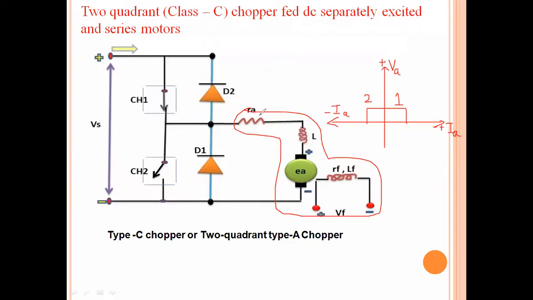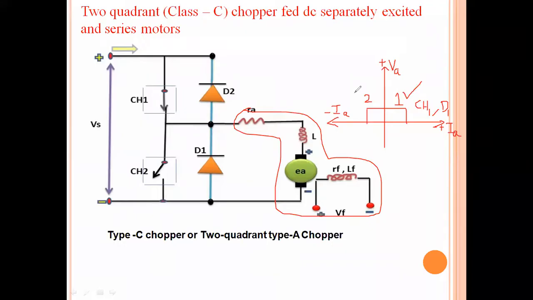Right. So for a DC series motor, simply replace this load by a DC series motor. Okay, now let's see the operation. For first quadrant operation, CH1 and D1 will work together to get first quadrant operation. So the switch 1 and diode D1 will be helping us to get the first quadrant operation.